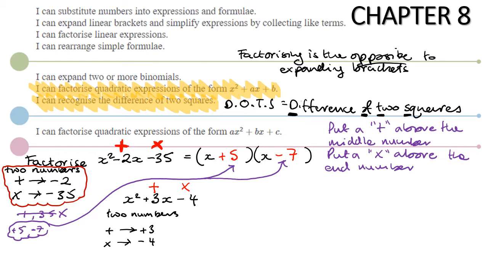So let's start by writing down the numbers that make 4. So it's either going to be 1 and 4 or 2 and 2. Can I make 2 and 2 to get 3? No. I can use 4 and 1 to make +3 if I do the +4 and -1. So the two numbers that go in the brackets for this one is x minus 1 and x plus 4.